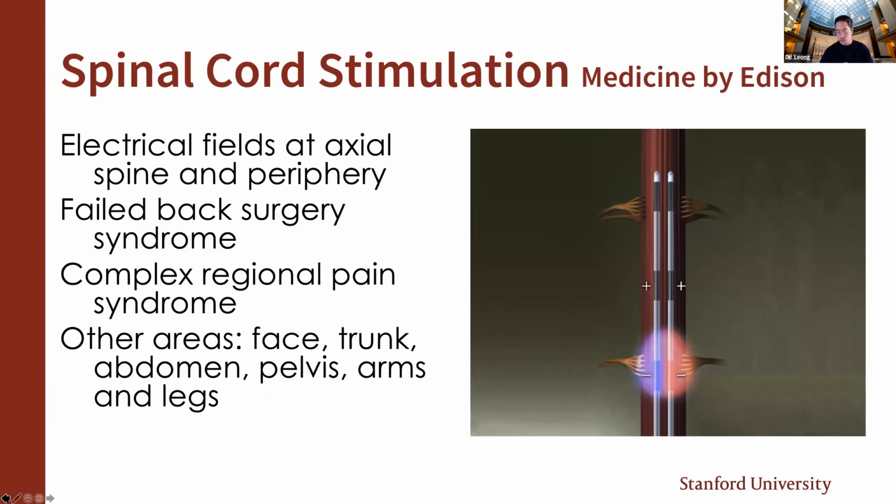Moving on, just to fill in, we're going to move to the spinal column right now. And so spinal cord stimulation, or medicine by Edison, as one of my fellows used to call it, is using electric fields at the axial spine or the midline in order to treat pain as an alternative to opioids. And while we think of it as being most effective for failed back surgery syndrome or multiple back surgeries and pain, it also can be effective for complex regional pain syndrome and many other areas now.